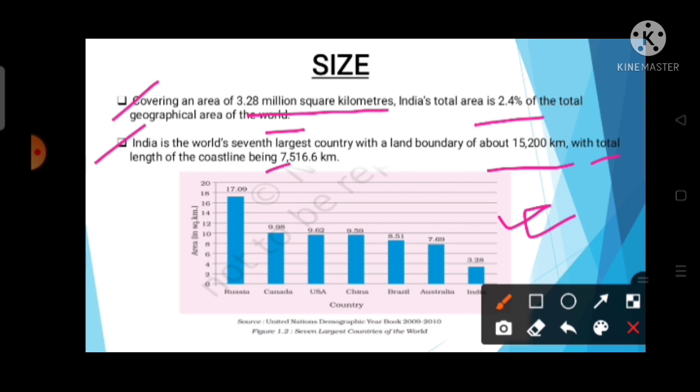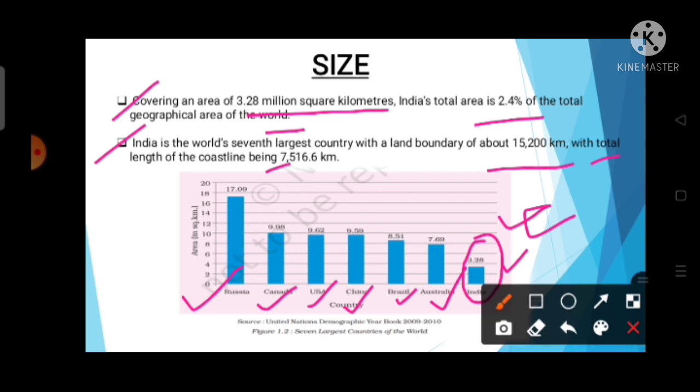So which is the first largest country of the world? Russia. Second largest country of the world? Canada. Third largest country of the world? USA. Fourth largest country of the world? China. Fifth largest country of the world? Brazil. Sixth largest country of the world? Australia. And seventh largest country of the world is our India.